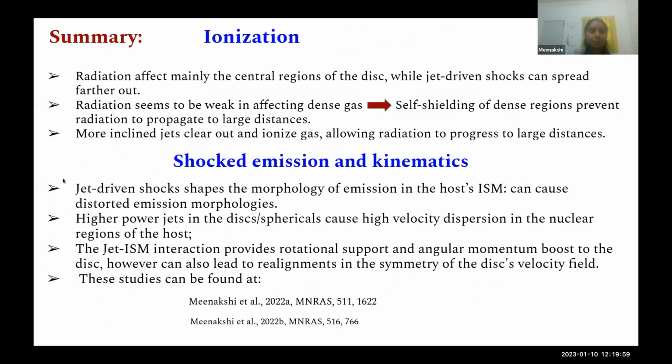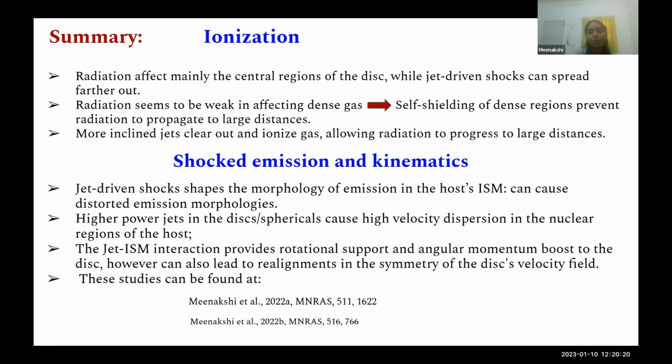Okay, so this is the summary. From the first part, on ionization, we have found that radiation can only affect the central regions of the disk, while the jet-driven shocks can spread farther out into the ISM. And we have found that radiation is very weak in affecting the dense gas, because the self-shielding of the dense regions prevents the radiation from propagating to large distances into them.